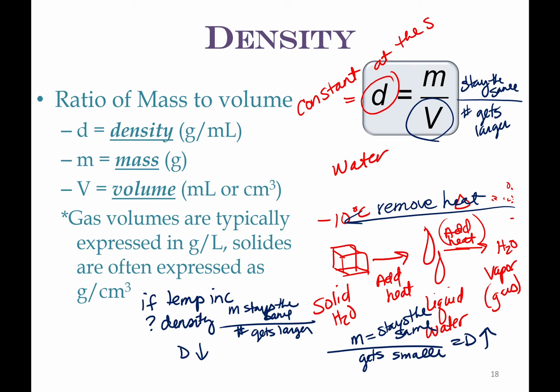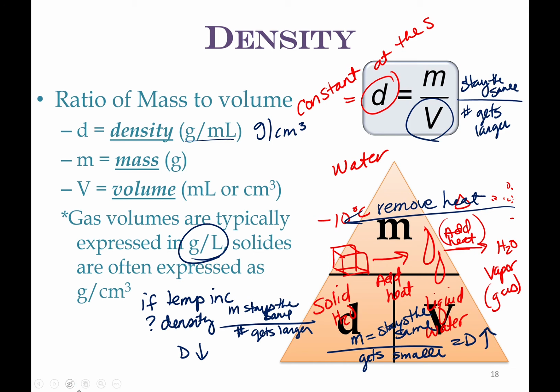So when we look at density, it's just a ratio of the amount of matter in a substance and how much space that substance takes up. And at the same temperature, that's going to be constant. Now, density is generally in grams per milliliter or grams per centimeter cubed. You can also have grams per liter for gases, but typically these are the units that we use for density.